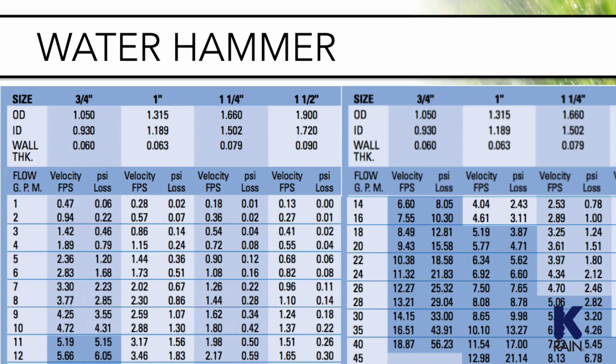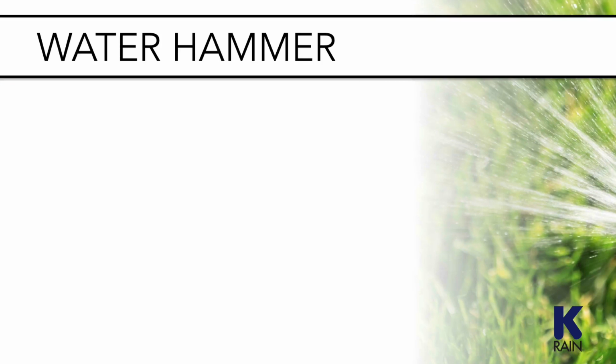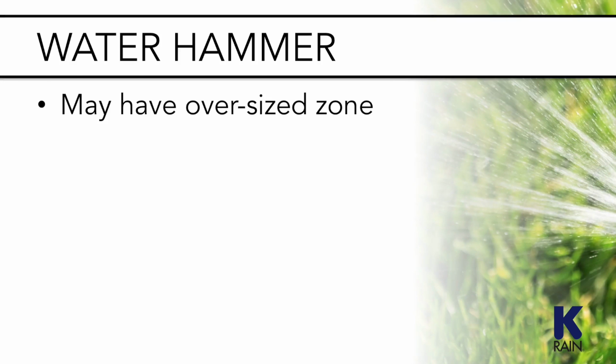So on the chart, flow rates with velocities above 5 feet per second are shaded in a darker color. If we are using 1-inch PVC pipe, we can see that the maximum flow rate for a zone is 16 gallons per minute, which has a velocity of 4.61 feet per second. If you are having water hammer problems in the irrigation system, you might have an oversized zone that is speeding up the water too much.